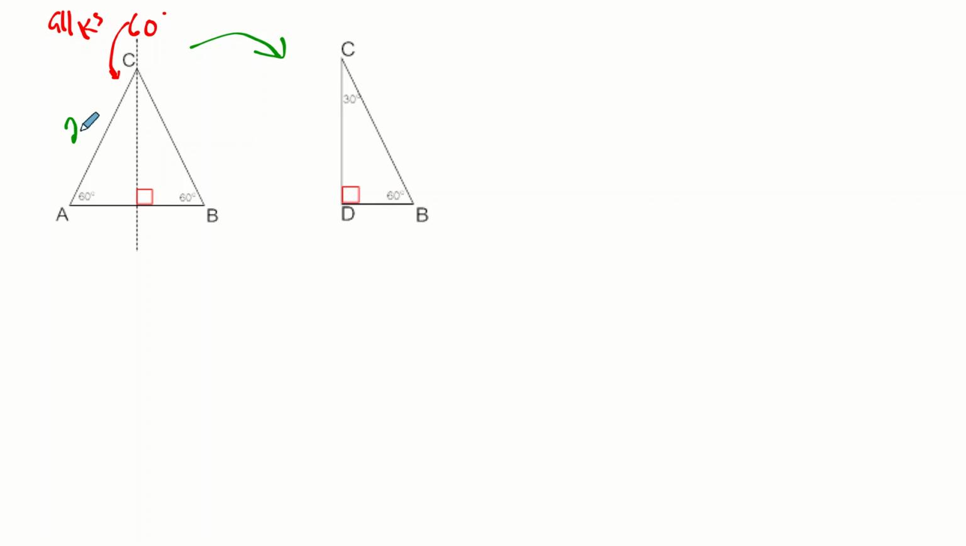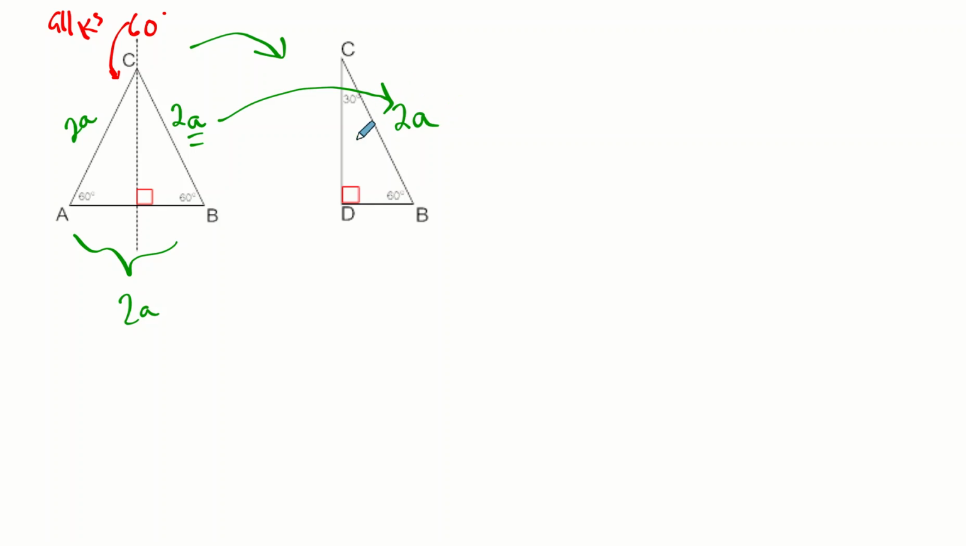So from A to C has length 2a, from C to B has length 2a, and also from A to B, that length is 2a, which makes sense because it's an equilateral triangle. Now, from C to B, we said it was 2a, so we're going to say that this is 2a. So that's where this comes in there.